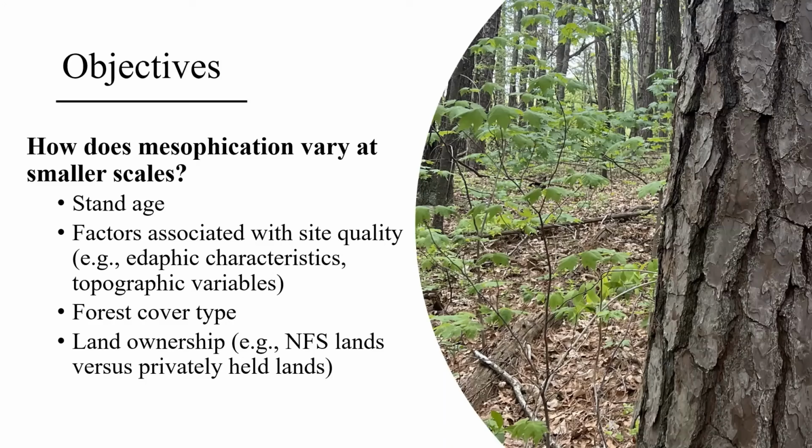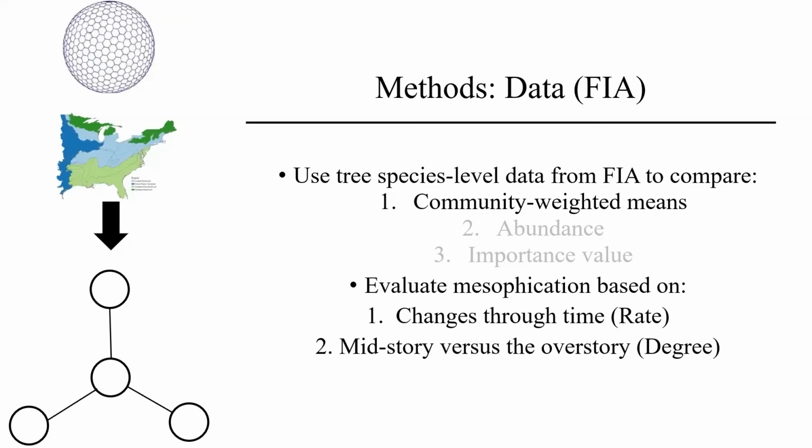So in terms of factors associated with site quality, so soil characteristics, topographic variables, forest cover type, land ownership, so some relationship to history of management, and stand characteristics like stand age and how variable diameters are. And this is important to better understand response at a finer scale. And when we say fine scale, we mean looking at potentially stand or watershed level scale, so we can maybe better inform management and action in terms of where we think mesophication will be more severe.